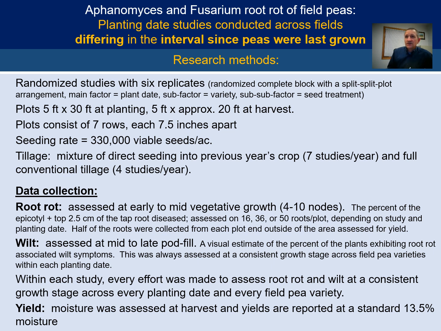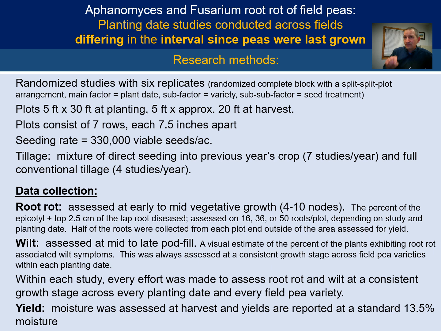And as a result, many of our fields have significant Aphanomyces and Fusarium pressure. What we did was we went into 11 of these fields that have a long history of field pea production, and we established planting date studies in each of those 11 fields. Now, these fields differ in the interval since the last time peas were grown. And so we looked at the impact of planting date relative to the interval since the last time peas were grown.